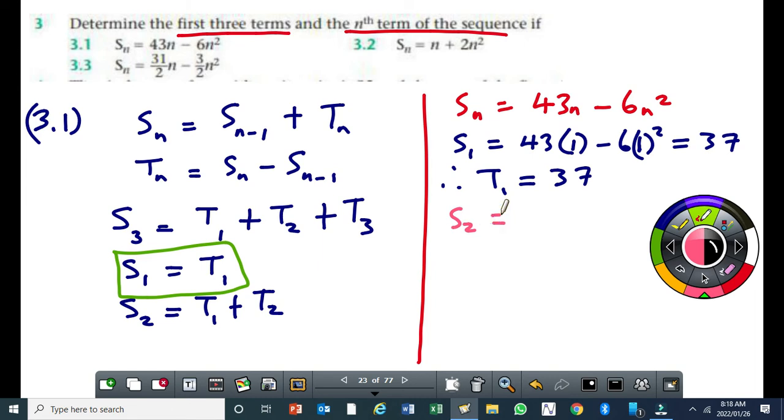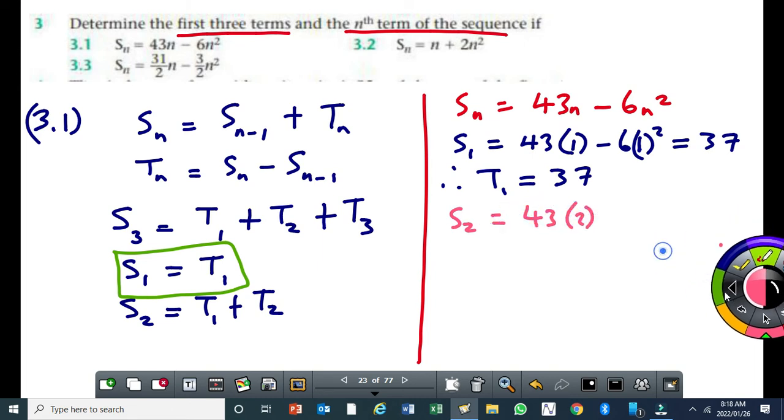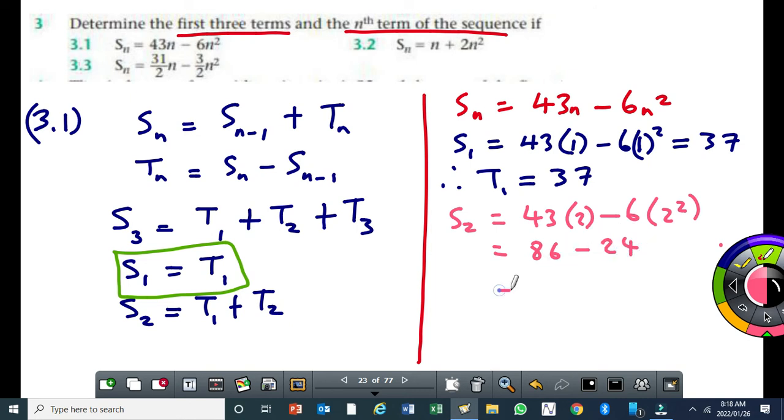So S2 is going to be equal to 43 times 2 minus 6 times 2 squared. This is equal to 86 minus 24. And the answer that you get there is 62. Please be aware that 62 is not T2. It's S2, the sum of T1 and what? T2. Therefore, T2 is going to be 62 minus T1, which is what? 37. And the answer that you get here is 25. Is it making sense?